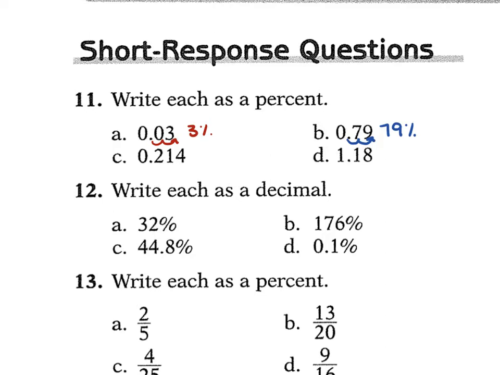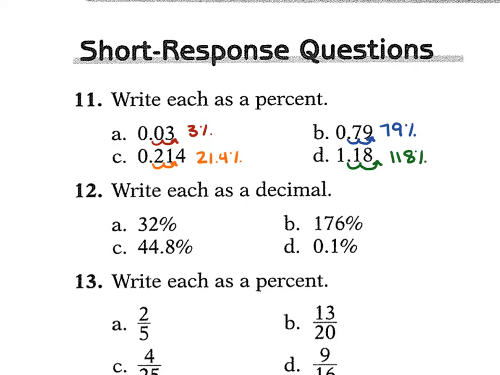For C, we have 0.214, so we move the decimal point 2 places to the right, that's 21.4%. And then for D, we have 1.18, so if we move 2 places to the right, that's 118%.